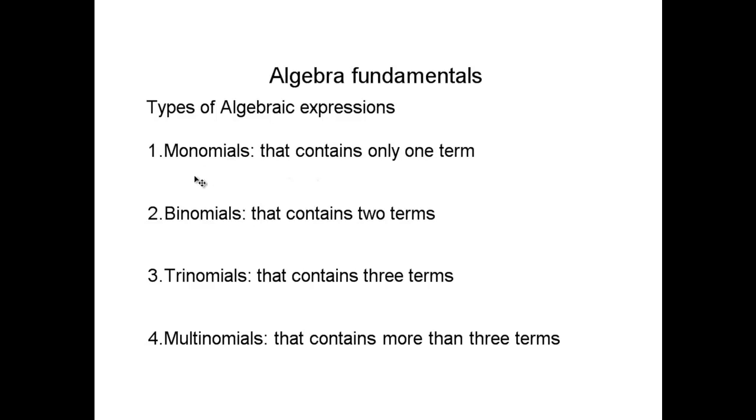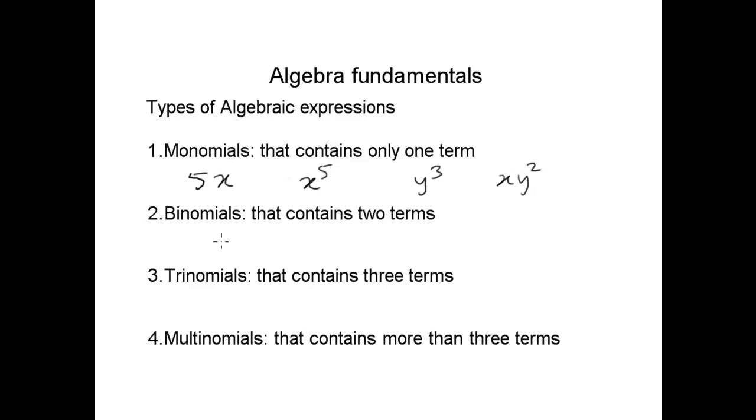For example, we have 5x. It is only one term. X to the power 5 is only one term. Y to the power 3, still one term. X y square, it's only a single term.